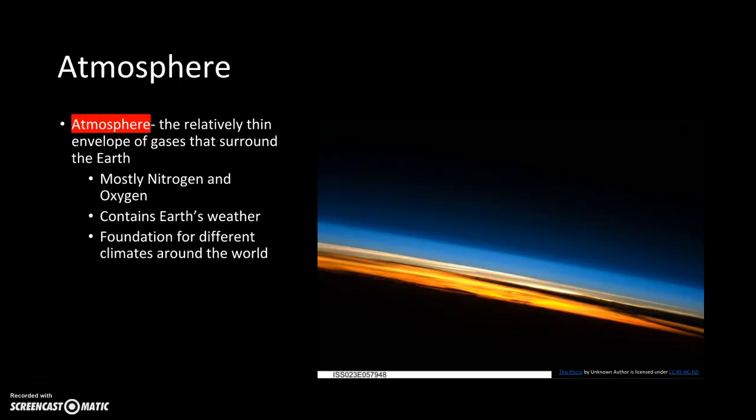So first we have the atmosphere. The atmosphere is the relatively thin envelope of gases that surround the Earth. It's mostly made of nitrogen and oxygen, and it contains the Earth's weather. It also contains the ozone layer, and it's the foundation for the different climates around the world.